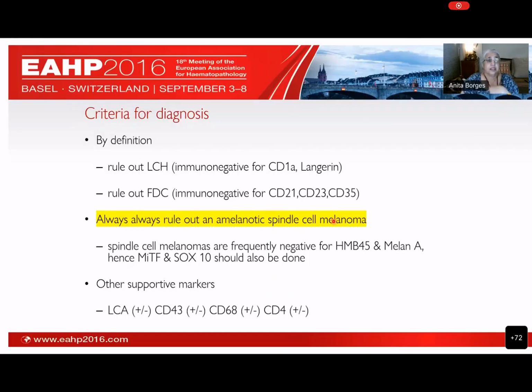So this is a FDC tumor. It's not an FDC tumor. Sorry, it's a tumor of... You have to rule out, it's an interdigitating dendritic cell tumor. You can call it a sarcoma. In this particular case, you have to rule out an LCH, you have to rule out an FDC, you have to rule out a spindle cell melanoma, and you do that by doing all of these various markers. And then, as I said, you can have LCA, you can have 43, you can have 68, and also CD4.